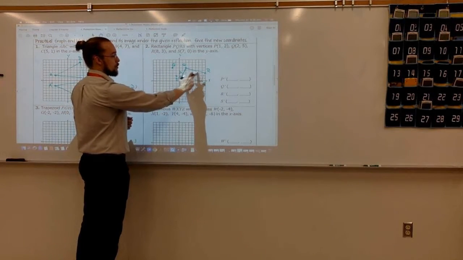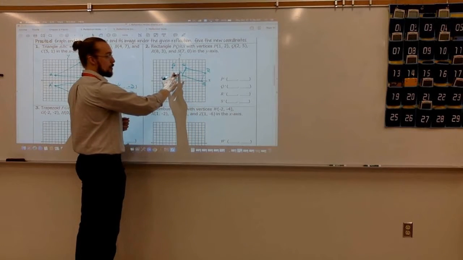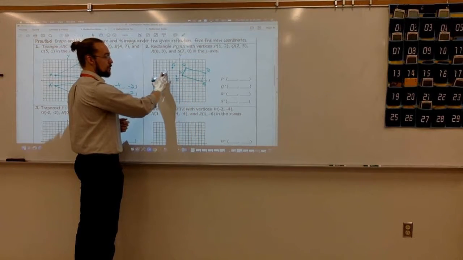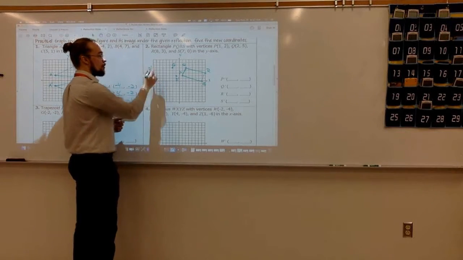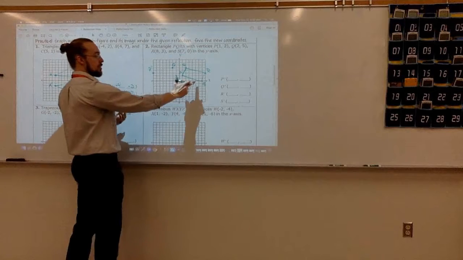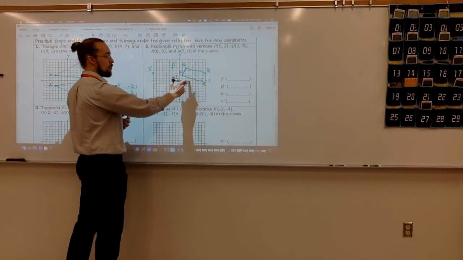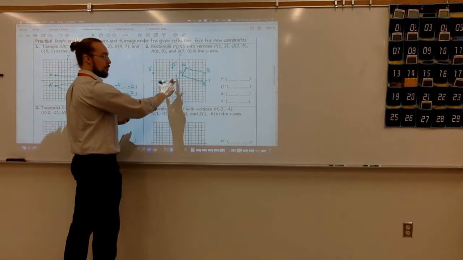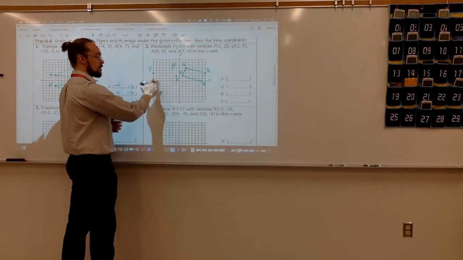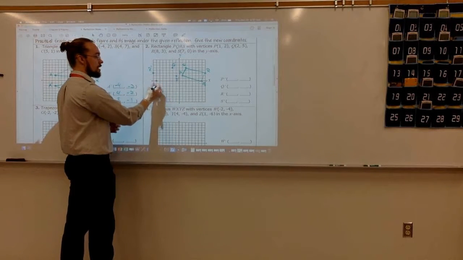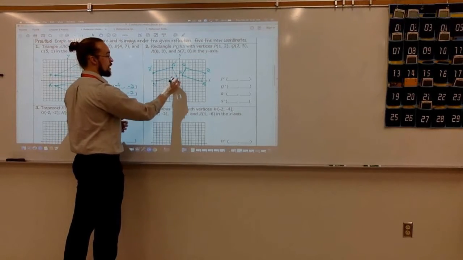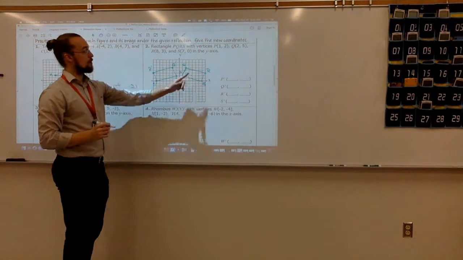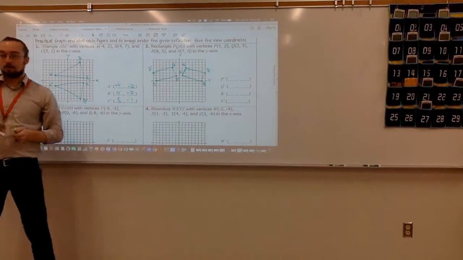R is 1, 2, 3, 4, 5, 6, 7, 8 away. So I'm going to go 1, 2, 3, 4, 5, 6, 7, 8 to get to R prime. And then finally S, 1, 2, 3, 4, 5, 6, 7. Then 1, 2, 3, 4, 5, 6, 7. That's where my S prime will be. So here is my reflection of this rectangle in the y-axis.